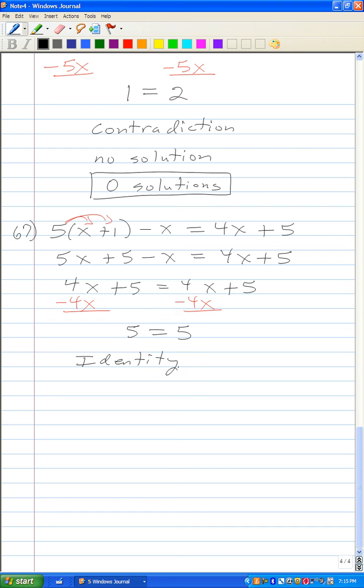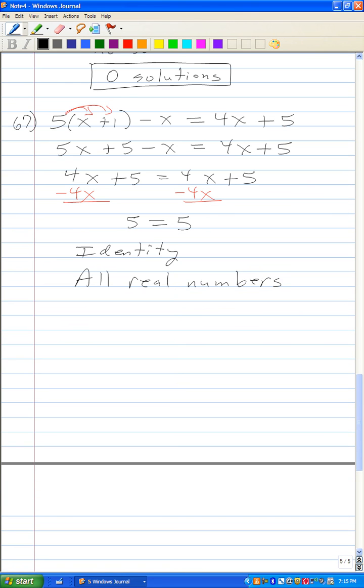Since 5 is equal to 5, that's a true statement. Those two numbers are the same. So in this case, actually, all real numbers satisfy this equation. And it just asks us how many solutions there are. Well, in this case, there's an infinite number of solutions.